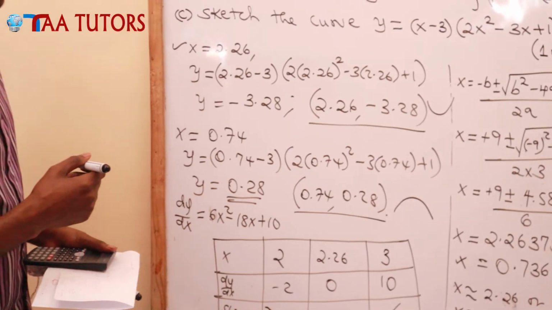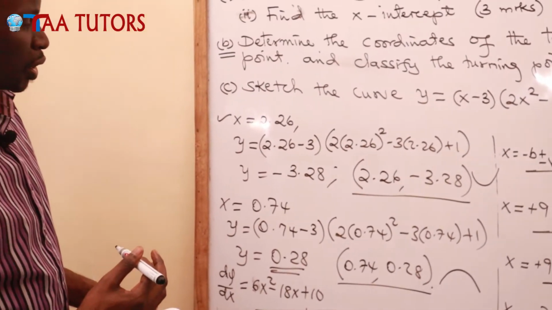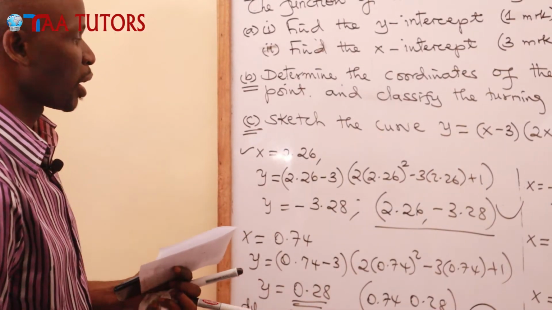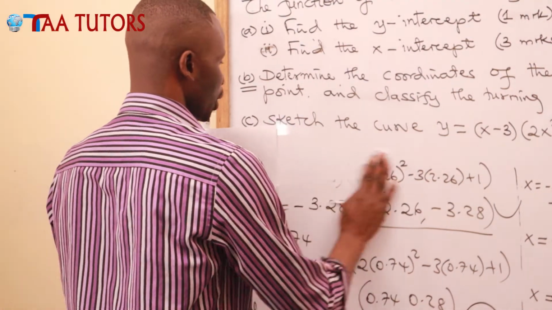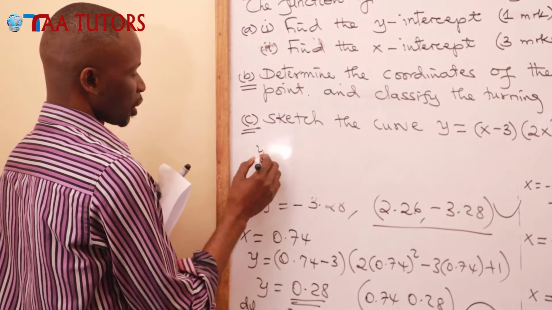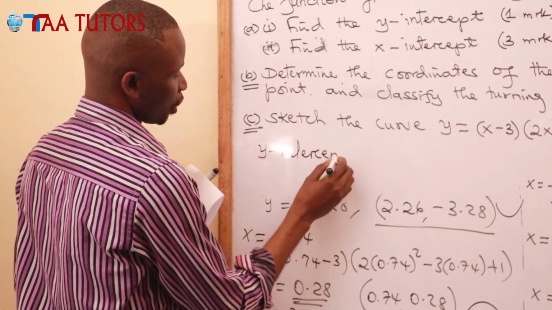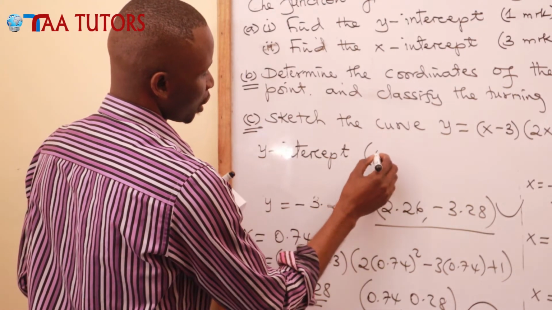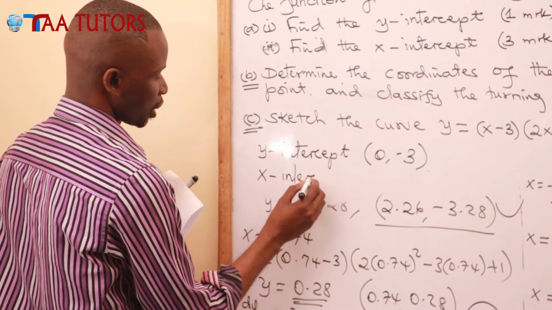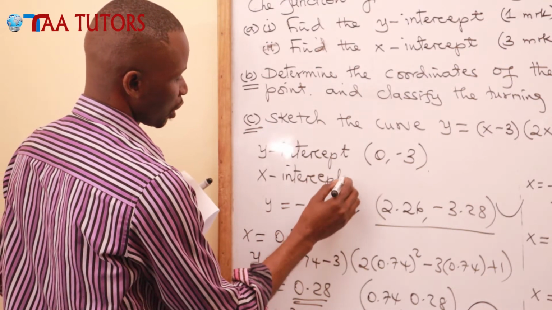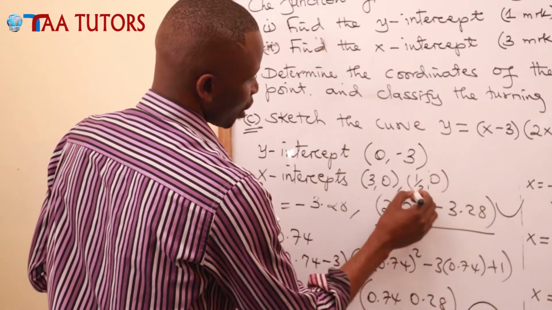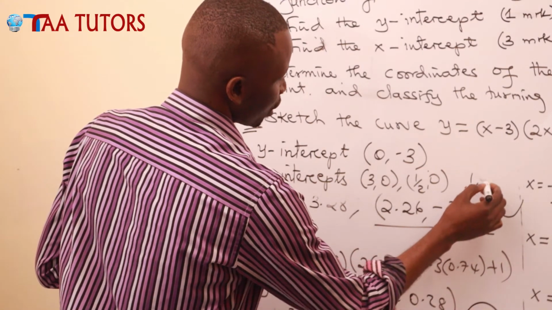So now that we have all the items that we need, we can therefore answer question C. And for us to answer question C, we need to bring back the items that we already calculated, the y-intercept, the x-intercept, the turning points, and so on. Let me list them down before we start. So the y-intercept, the coordinate of the y-intercept we got as 0, -3. I hope I'm right. The x-intercepts, there were 3 x-intercepts, and one of them was 3, 0, another one was a half, 0, another one was 1, 0.